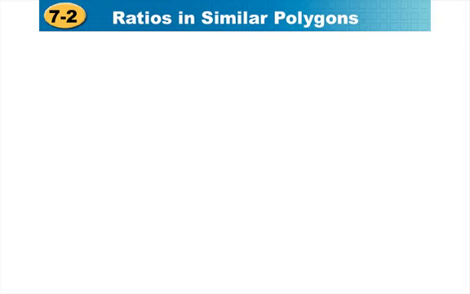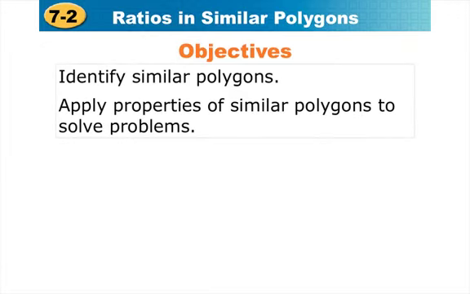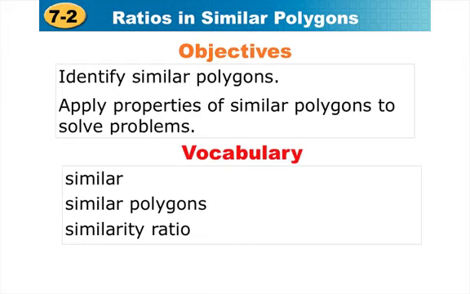Section 7.2, ratios in similar polygons. These are the objectives. Identify similar polygons. Second one, apply properties of similar polygons to solve problems. Vocab: similar, similar polygons, similarity ratio.